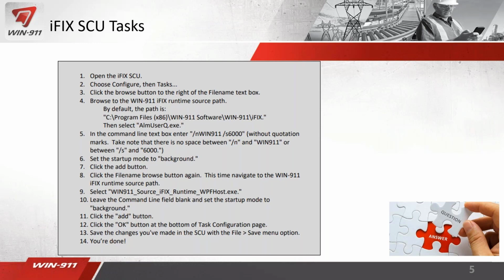And then in the command line, when you call upon that executable, you're going to be putting in what's in quotes there, the /n for name. This is just the name of the queue. So /n WIN-911, and then /s6000, and that S6000 is just the number of events that can be queued up, basically. Set them to background mode, click on the add button, and they drop down into your tasks.